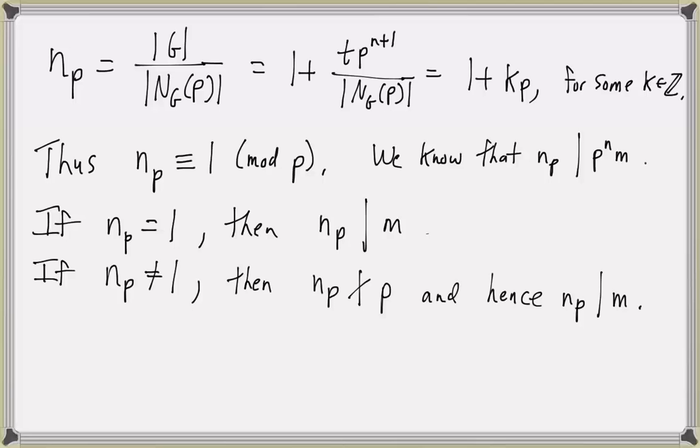So in either case, we have that n sub p divides m, where the order of G is p to the n times m. And this concludes Sylow's third theorem.